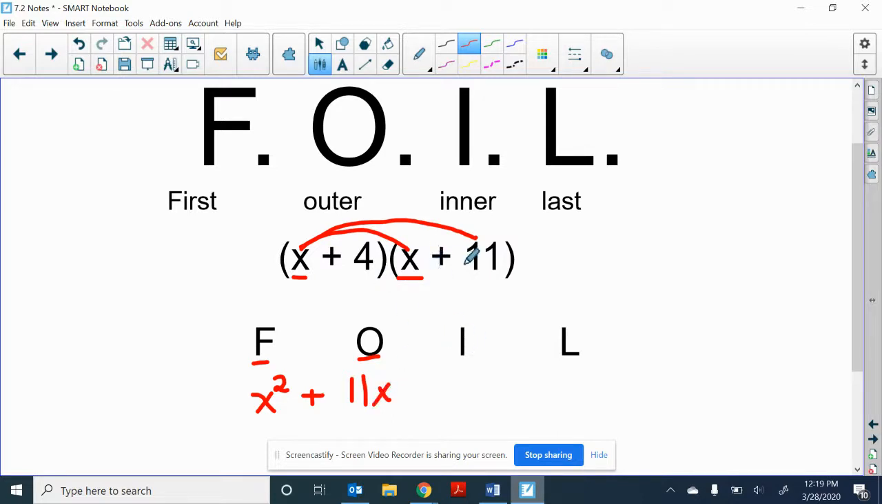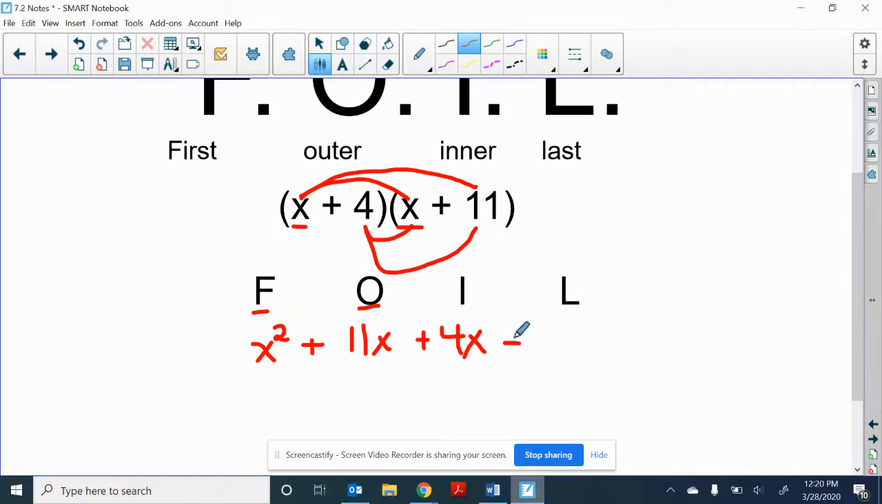Now the I is the inner. All right, well, if x and 11 are the outer, then 4 and x are the inner. So that's going to be plus 4x. And L are the last terms. Well, x and x were the two first terms, so my two last terms are 4 and 11. And 4 times 11 is 44. So these are my two last terms. Okay, so I've multiplied the two firsts, the two outers, the two inners, and the two lasts. Basically, every combination of two things from this set of four.